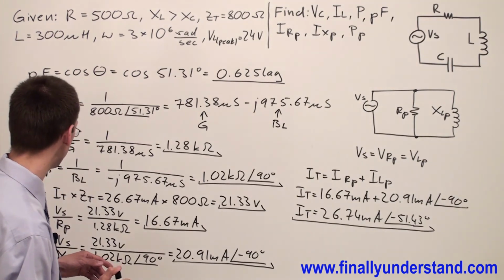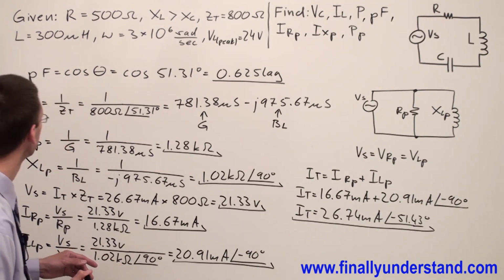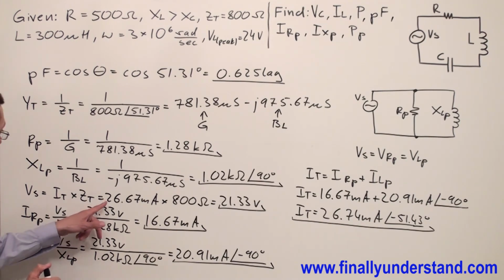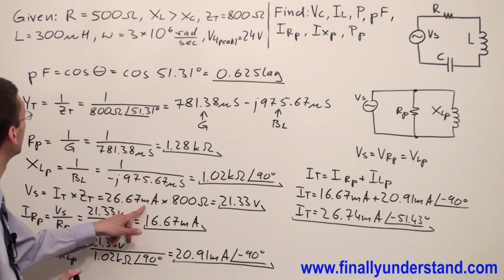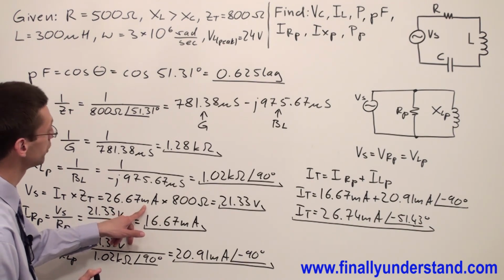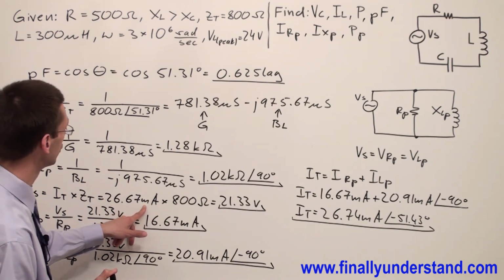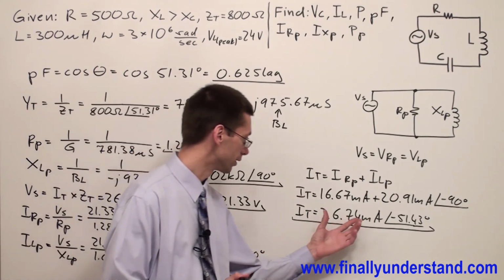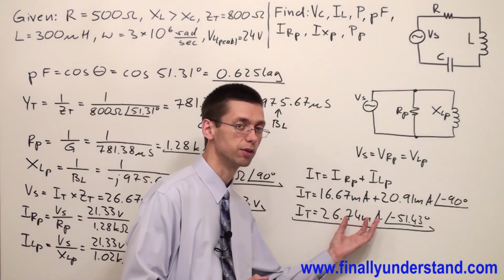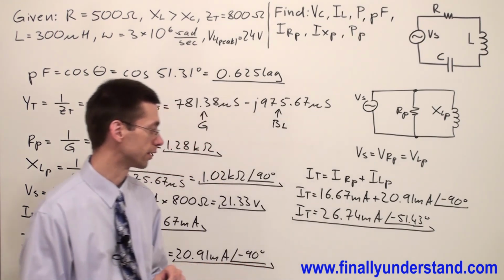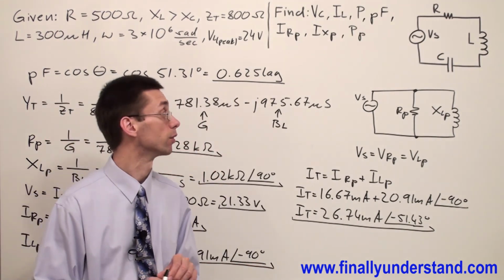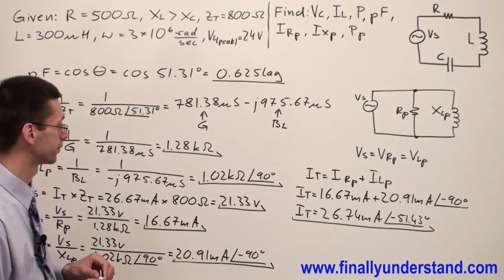And we found before that the current was equal 26.67 milliamps and we had the angle negative 51.31. So even the answers look a little bit different, but the values are close, good enough to saying that up to this moment we are okay with our calculations.